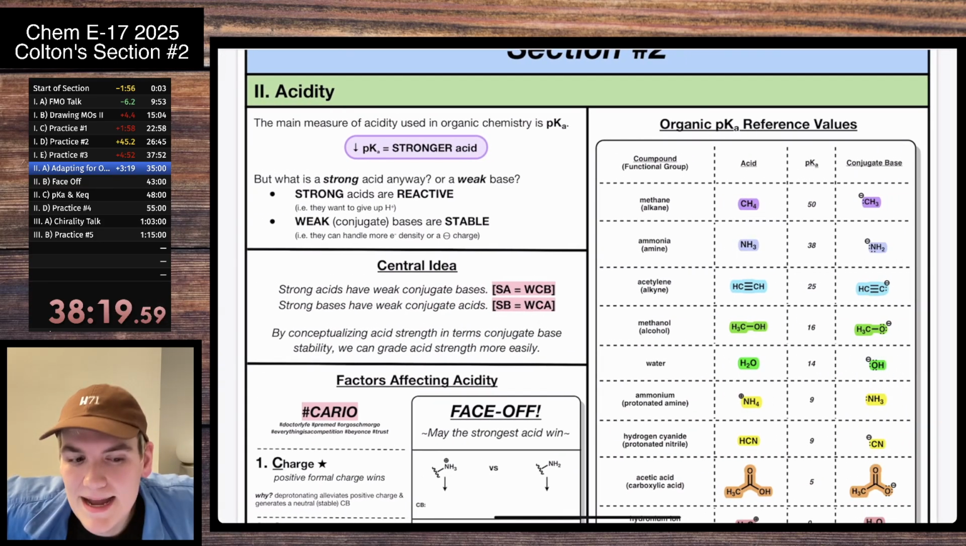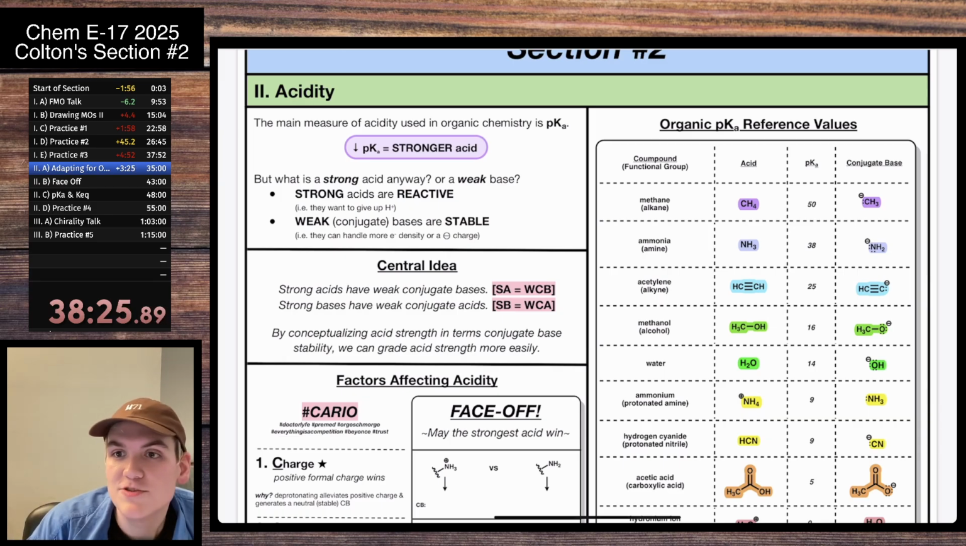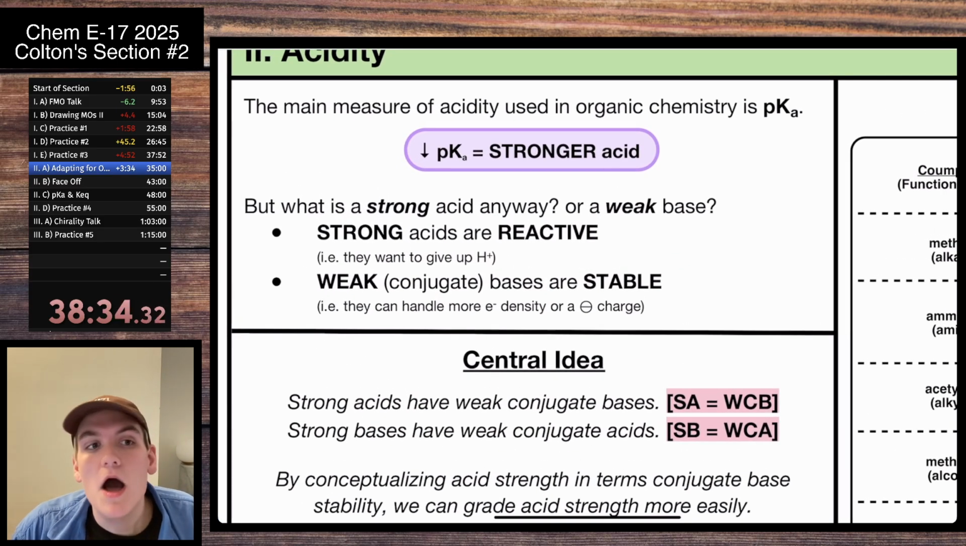So I'm going to go somewhat fast because I know y'all have seen acidity a lot in Gen Chem. And I just really want to talk about how we adapt the things you already know for organic chemistry, the ways it's going to be useful. So in Gen Chem, you did a lot with Ka. We do not care about her. Our acidity measure for organic chemistry is pKa. So the trend is lower pKa's are stronger acids.